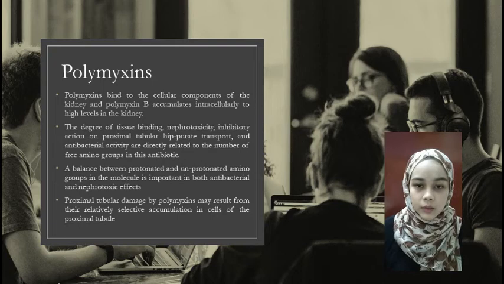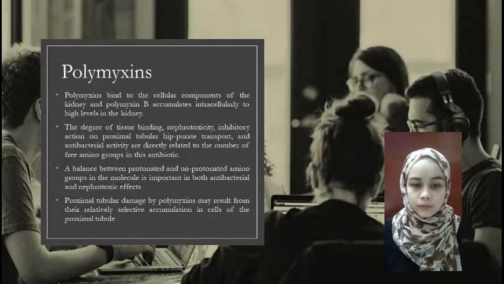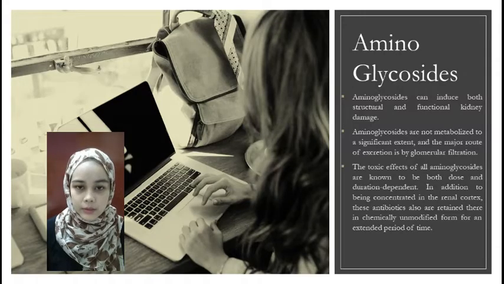A balance between the protonated and unprotonated amino groups in the molecule is important in both antibacterial and nephrotoxic effects. Proximal tubular damage by polymyxins may result from the relatively selective accumulation in the cells of the proximal tubules. For the third presentation, I'm going to talk about the aminoglycosides.